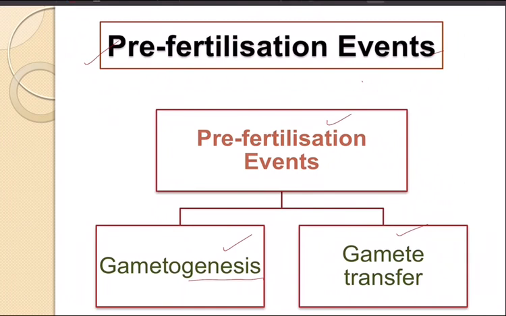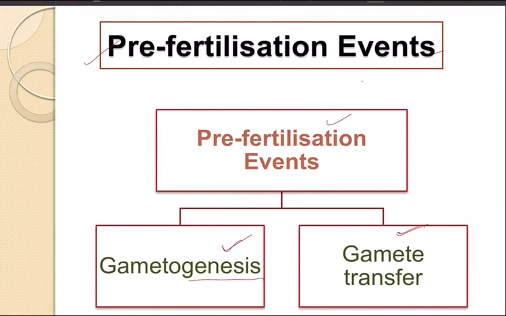So basically, the pre-fertilization event takes place through two substages. One is gametogenesis, another is gamete transfer. So here, as the term indicates, gametogenesis. Genesis means birth, giving rise to gametes. Just now I said reproductive cells. So gametogenesis involves the birth of gametes, male gamete, female gamete.